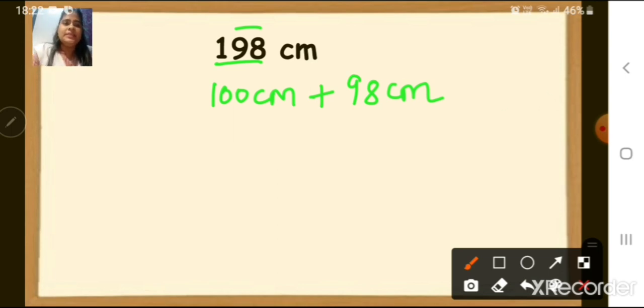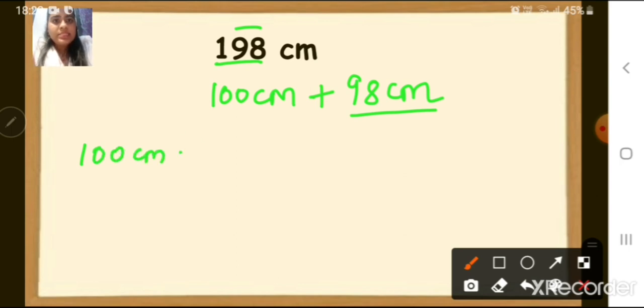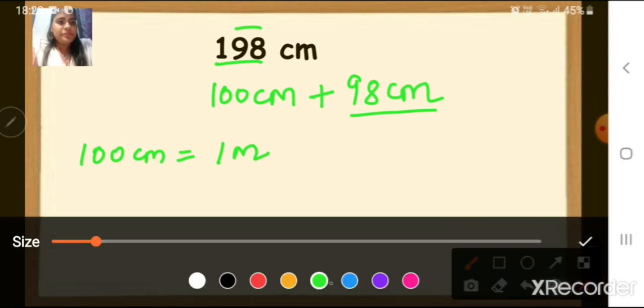The next step is, see, 98 centimeters is a 2-digit number, so that we are not going to touch. Now we can change this 100 centimeters. We know the formula, right? What is 100 centimeters? 100 centimeters is equal to 1 meter. So we'll write the formula: 100 centimeters is equal to 1 meter.